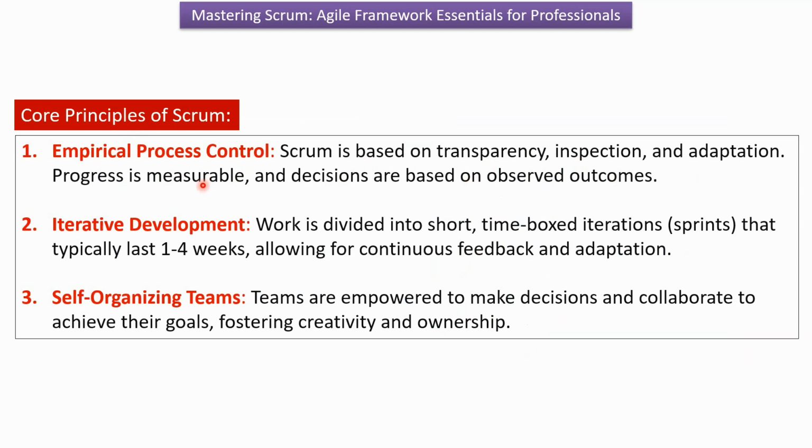The progress of Scrum is measurable, and the decisions are based on observed outcomes. The second point is iterative development. The work is divided into short time-boxed iterations, which are called sprints, and each sprint lasts 1 to 4 weeks, allowing for continuous feedback and adaptation. The third point is self-organizing teams. Teams are empowered to make decisions and collaborate to achieve their goals, fostering creativity and ownership.